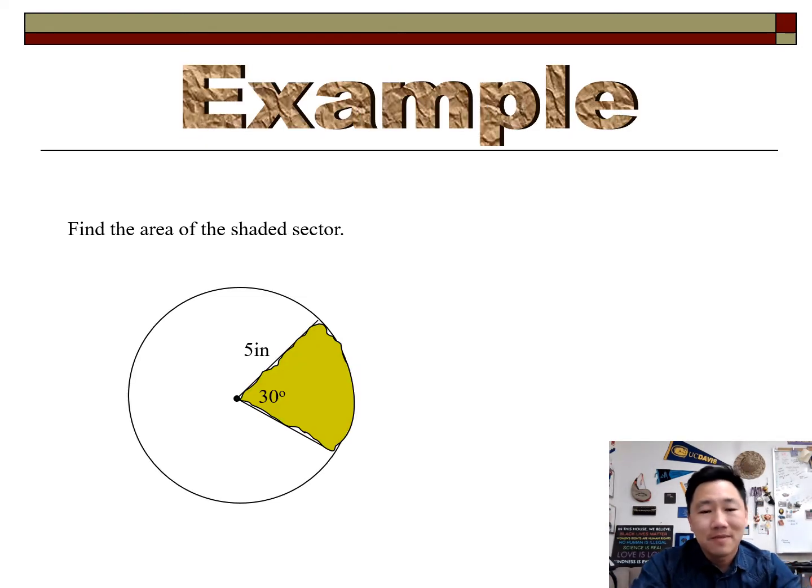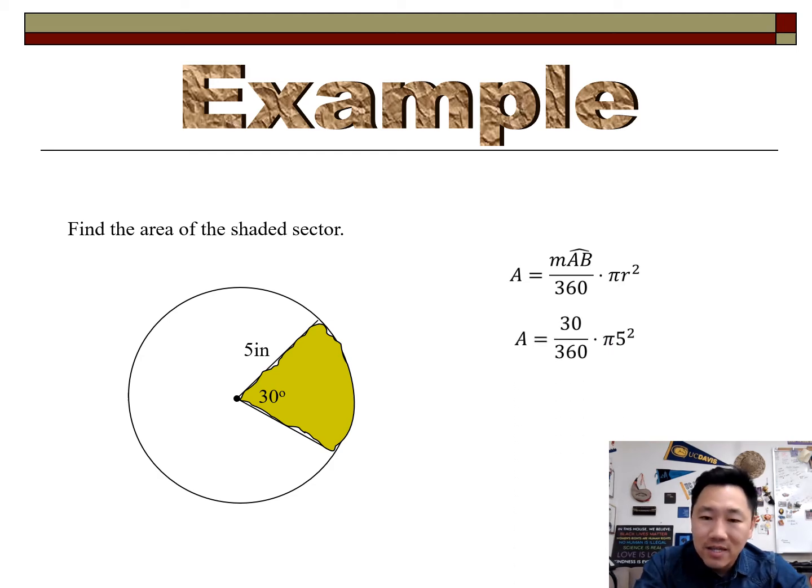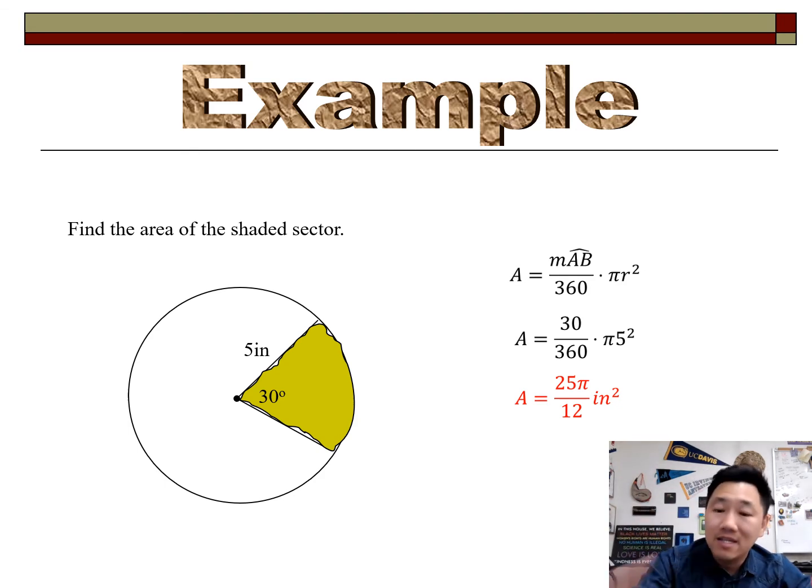Let's do an example. Let's go ahead and find the area of the shaded sector. It's that green sector. We have the radius is 5 inches. We have the central angle is 30 degrees. So plug everything into the formula. 30 is the measurement of arc AB over 360 times pi times 5 squared. You can go ahead and punch all of that into your calculator to get 25 pi divided by 12 inches squared. Again, I left my answer in terms of pi. You can just use the pi button and get an approximation if you want, depending on what they're looking for.